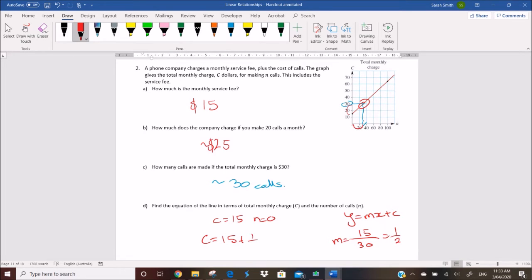So it's 15 plus half the number of calls. So for each call that you make, you're only being charged 50 cents. So this would be the formula that we would use to determine the points on that graph.